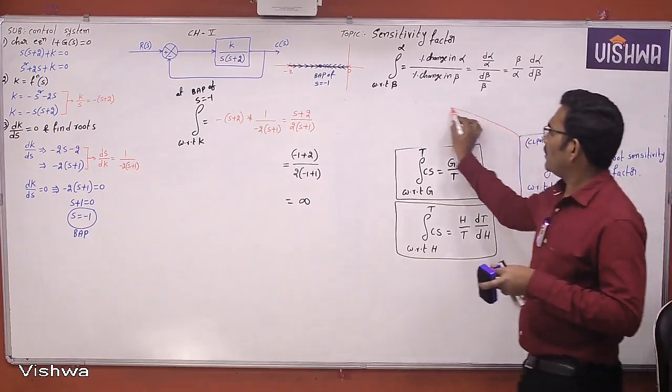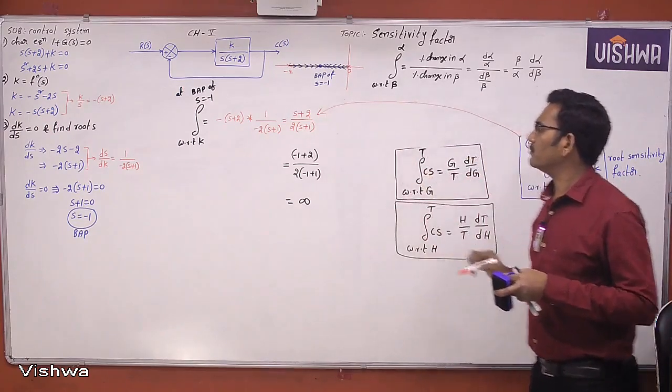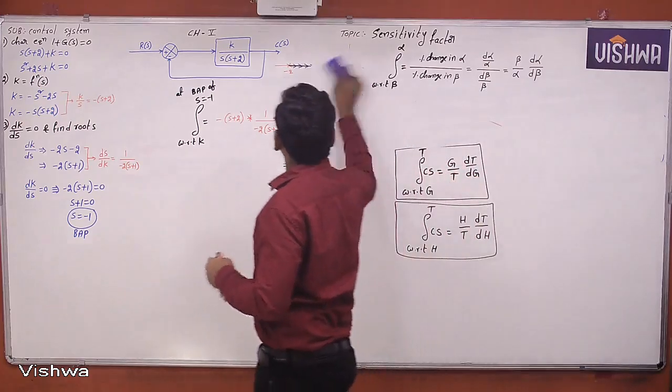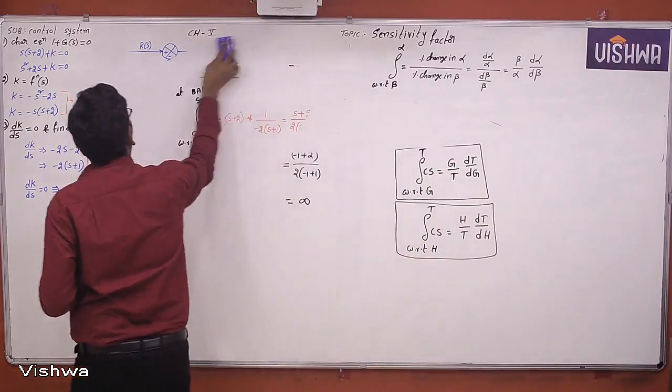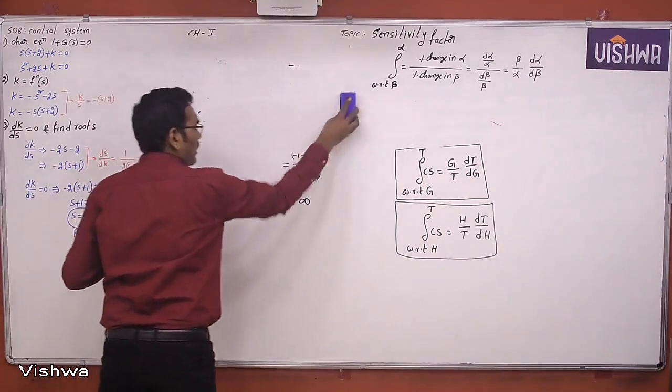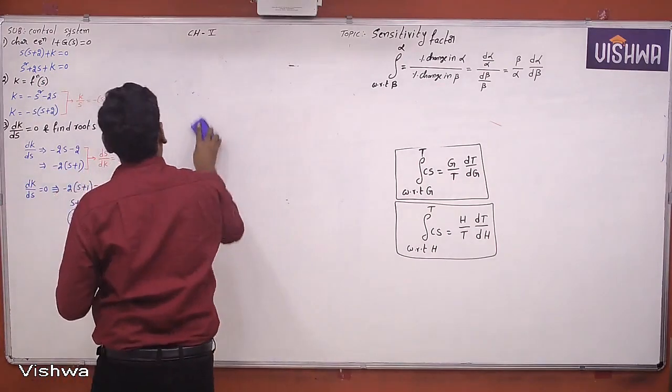This is the formula which we used here. This is the sensitivity factor which you can utilize. Now if they ask you to find a sensitivity at any particular pole or at any particular location or at any particular value.